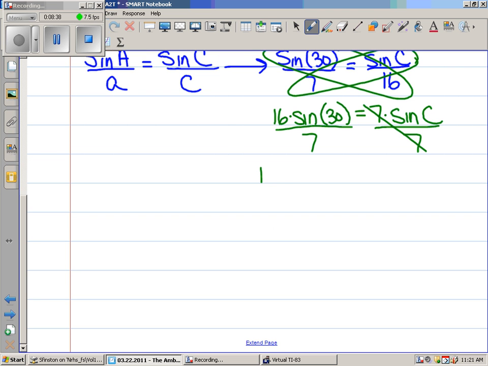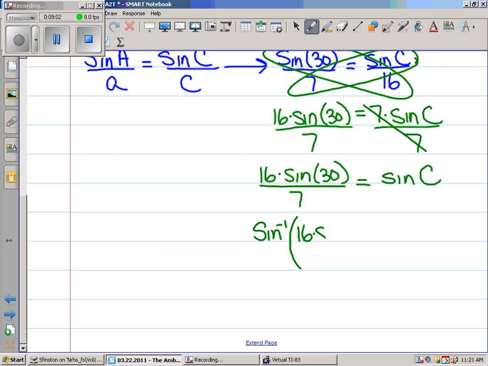Okay. So we got 16 times the sine of 30 over 7 equals sine of c. Now, who asked me before? How do you find an angle measurement? What's that called? It's called the arc sine. So we got the arc sine of 16 times the sine of 30, all divided by 7, equals c.